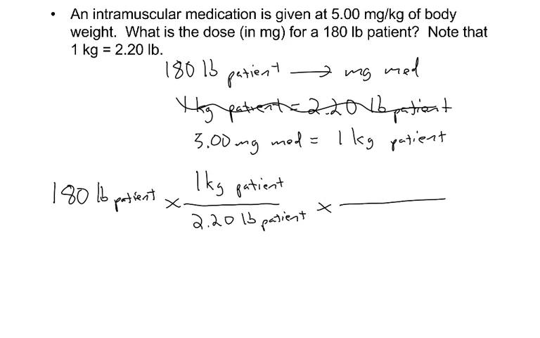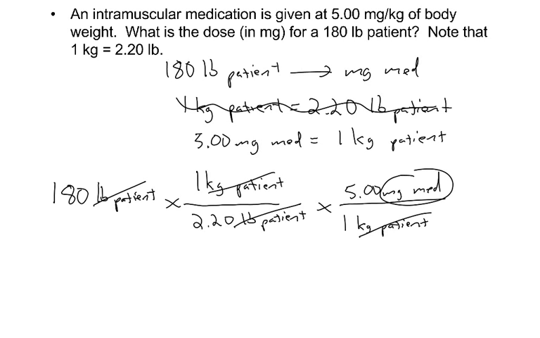Now I've got kilogram of patient here, so I need kilogram of patient at the bottom, so I'll use this conversion factor. The 1 kilogram of patient will go down here, and the 5 milligrams of medication will go on the top. Pounds of patient cancels, kilograms of patient cancels, and when I multiply this out, it gives me how many milligrams of medication I need to give to the patient. When I plug that into my calculator and multiply everything out, I see that I need to give this patient 409 milligrams of the medication.